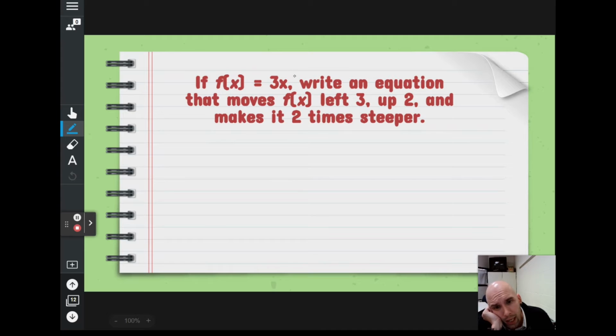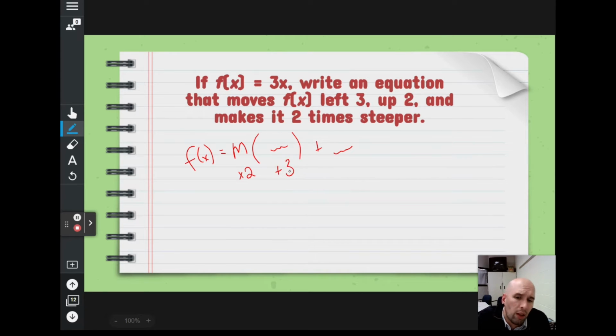If I give you 3x, and I want to write an equation that moves it left 3, up 2, and makes it 2 times steeper, this is what I'm going to do. If it's f of x equals a slope m stuff plus stuff. If I'm going to make it 2 times steeper, I'm multiplying my slope by 2. If I'm going to move it left 3, I'm going to add 3 inside the parentheses. And if I'm going to move it up 2, I'm going to add 2 on the outside.